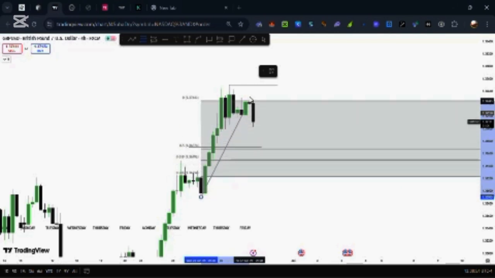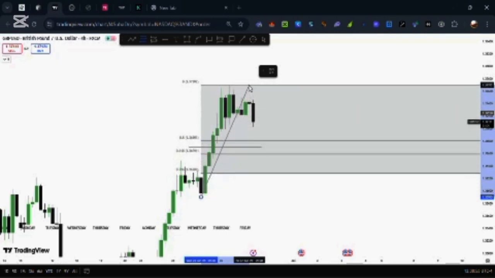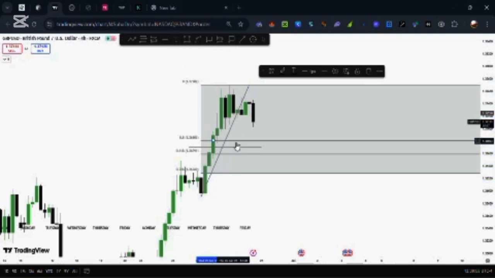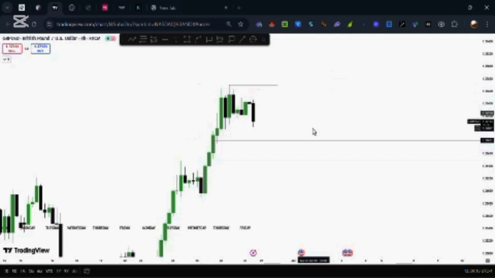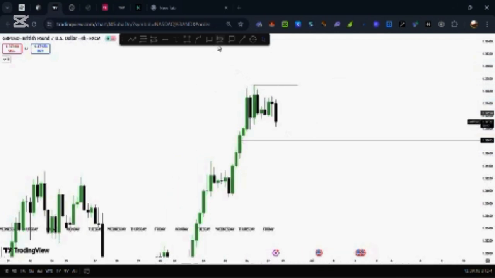So I'll bring out my fib tool to check out the equilibrium from the swing high of Thursday's candle and mark out my equilibrium. So that's my equilibrium. Anything below that, I'll be anticipating a buy. But let's see how Friday's candle closes first. So the fib zone gives us the equilibrium for today. Let me just write that out. Equilibrium.